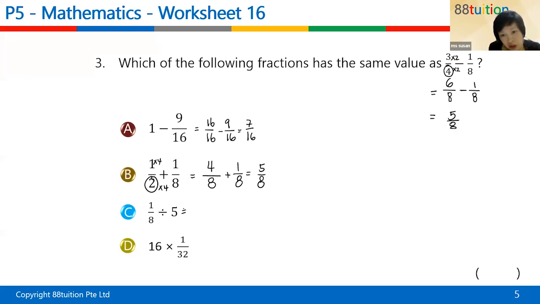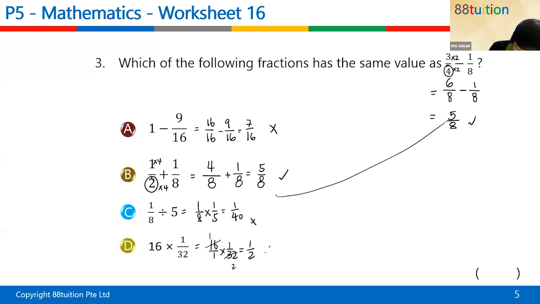Now, have you learned division of fractions already? 1/8 divided by 5. So we have 1/8 divided by 5. You flip the fraction, and you become 1/40. Then for this one, you divide, you get 1/2. So from here, you can tell this is not the answer. 5/8, 5/8 must be equal. These two are wrong. So your answer is option B.